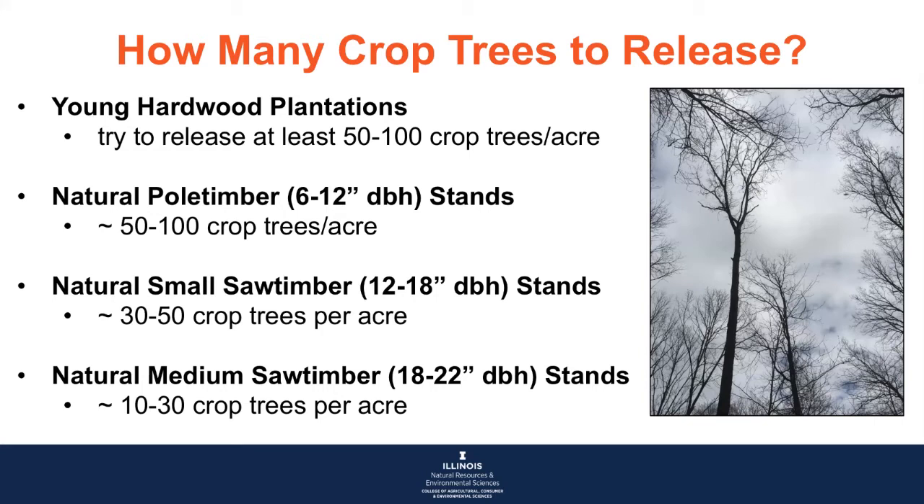And then in our medium saw timber stands of timber, where we have trees with an average diameter at breast height of 18 to 22 inches, we're going to knock that down a little bit to 10 to 30 crop trees per acre. And again, these are just rough estimates. So when I say 10 to 30 crop trees per acre for medium saw timber stands, that comes with the caveat that there may be fewer than 10 suitable crop trees per acre, or you might have lucked out and had more than 30 suitable crop trees per acre. So take those numbers with a grain of salt.